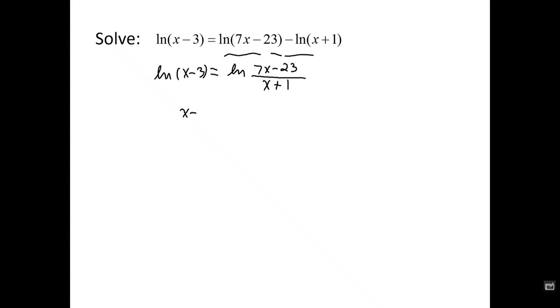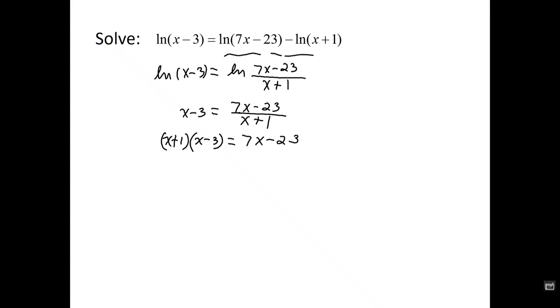So x minus 3 is equal to 7x minus 23 divided by x plus 1. Now we want to solve this equation for x. So let's multiply both sides by x plus 1. So we have x plus 1 times x minus 3 is equal to 7x minus 23 divided by x plus 1 times x plus 1. The x plus 1s will cancel, leaving you with 7x minus 23.